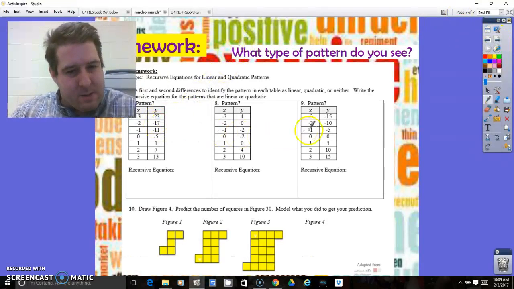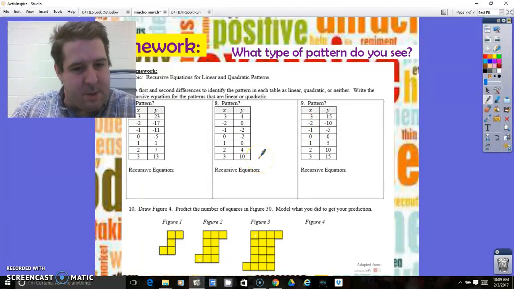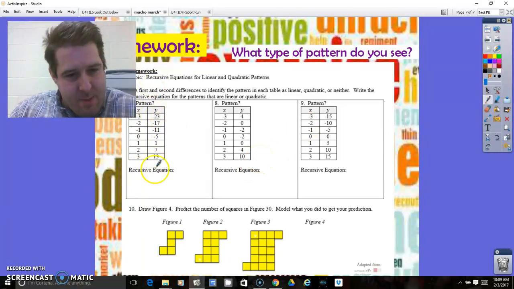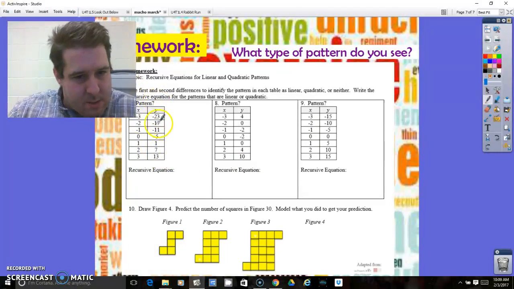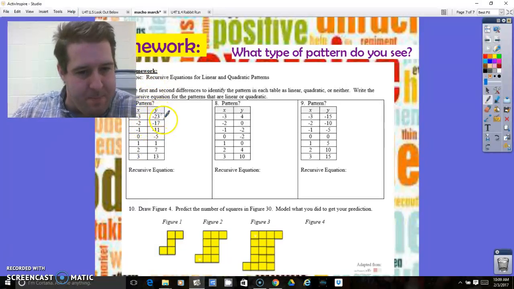All right, so last but not least, talking about the homework. So we're looking at these patterns, and just like we just did a second ago, we want to determine what kind of function it is, and then write the recursive equation. So all we need to do, well, first I noticed that all the x's are in a common difference. They all are increasing by 1.